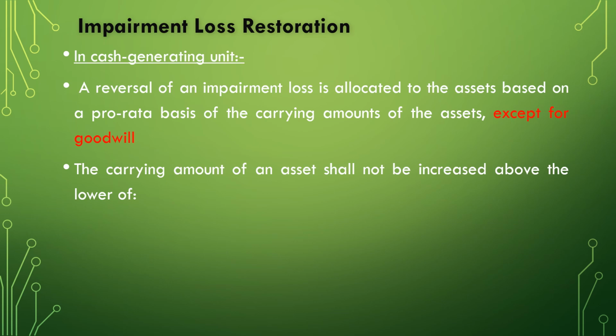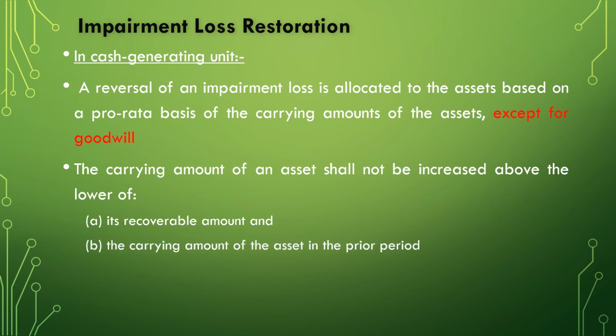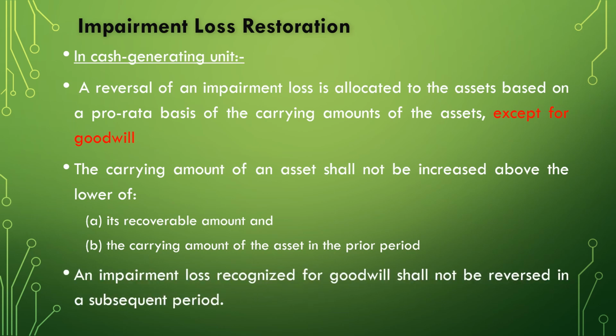In allocating a reversal of an impairment loss for a cash generating unit, the carrying amount of an asset shall not be increased above the lower of its recoverable amount or the carrying amount of the asset in the prior period. Reversing an impairment loss for goodwill, how are we going to treat it? An impairment loss recognized for goodwill shall not be reversed in a subsequent period.